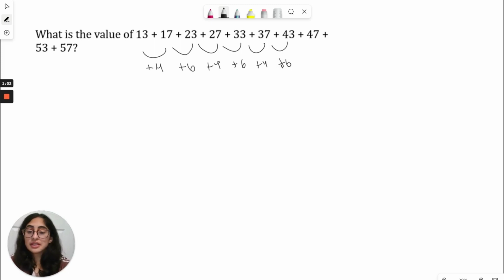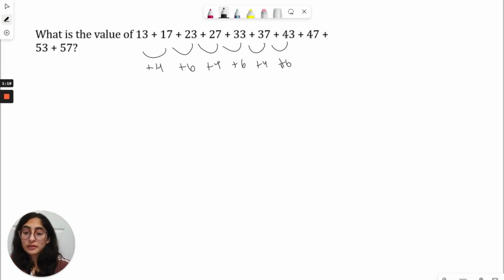Now, you might be thinking, well, that sucks. It's not an arithmetic sequence. It doesn't increase or decrease by the same amount every time. But one thing we do notice is that every 2 terms it increases by the same amount, since it does repeat: 4, 6, 4, 6.